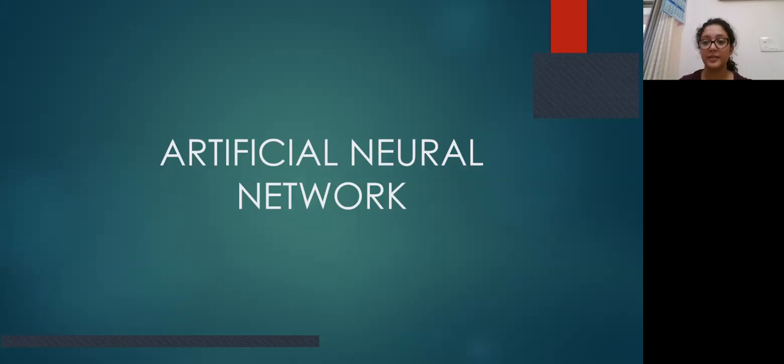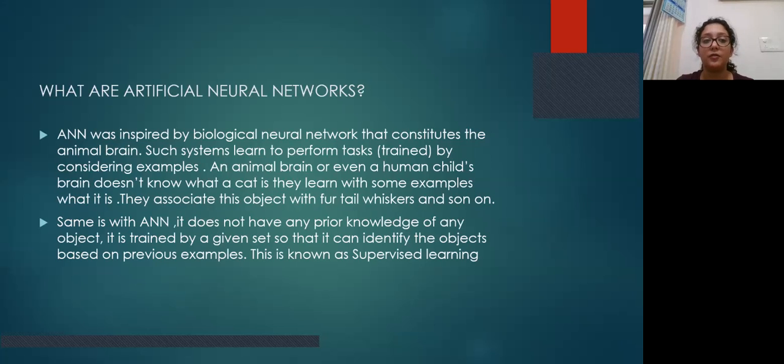So I'm here to discuss artificial neural networks. As the name suggests, artificial neural networks are just like our biological neural networks. That is, in the biological neural network, we have neurons, and here we have nodes. It processes the data based on examples. It does not have any prior knowledge of any object. It learns the object through training based on some examples.